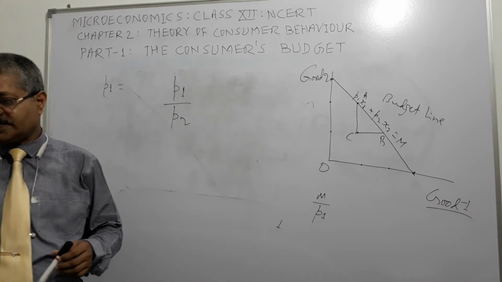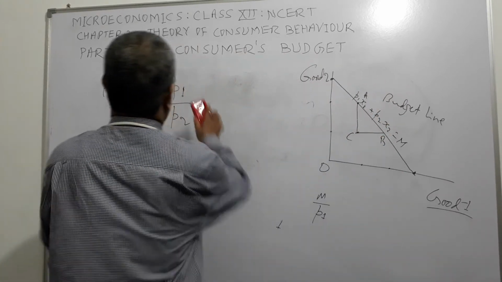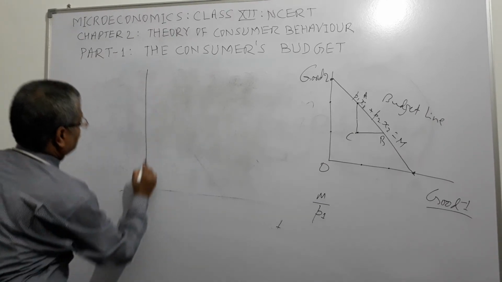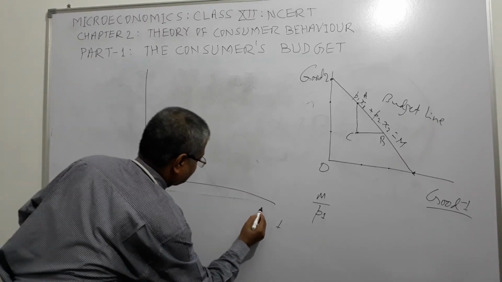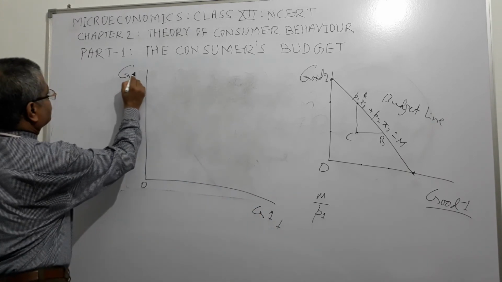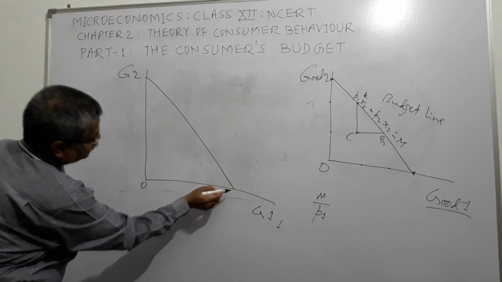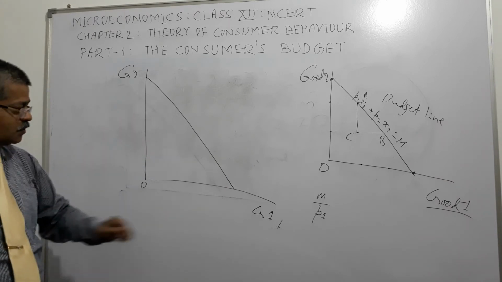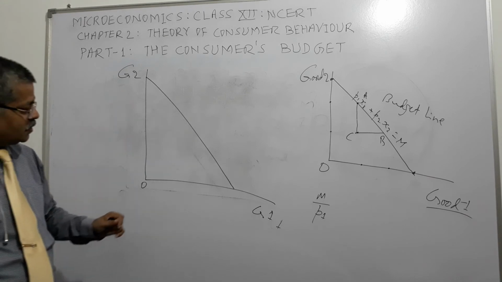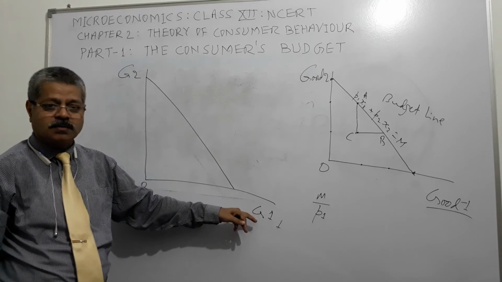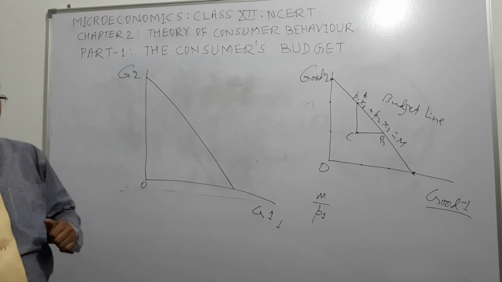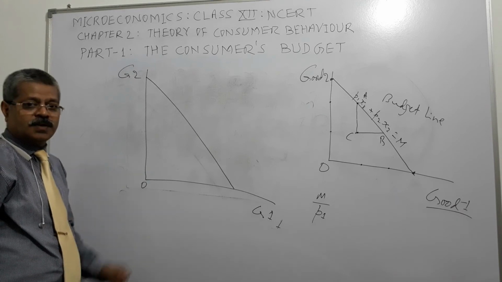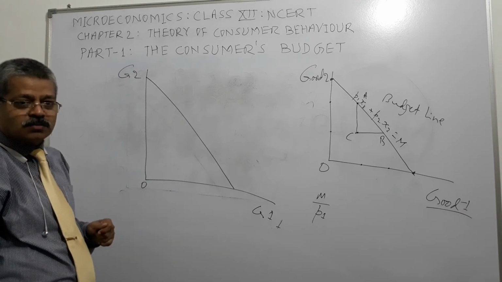Then, changes in the budget set. What are changes in the budget set? Suppose my income was... we will make it quick. This is the budget line. Suppose there are two commodities, good 1 and good 2. Suppose the price of good 1 goes down, then what happens? If the price goes down, I can get more.